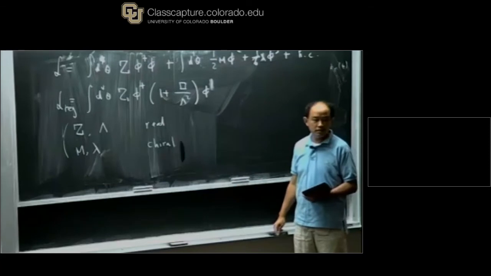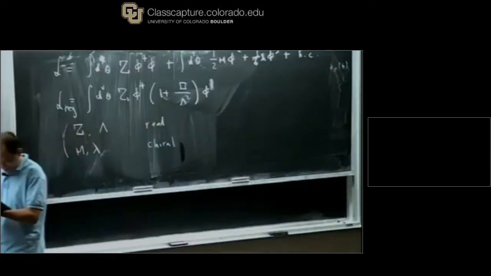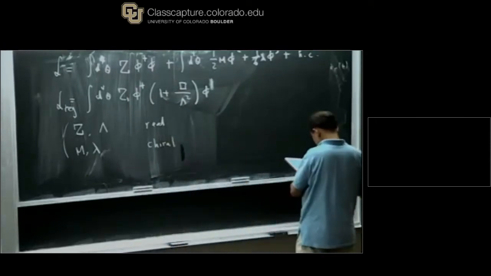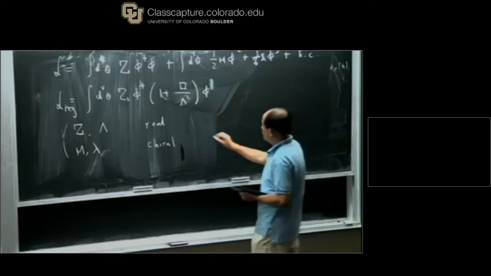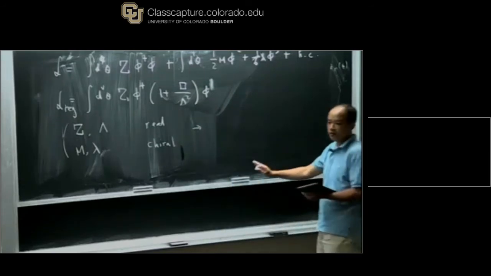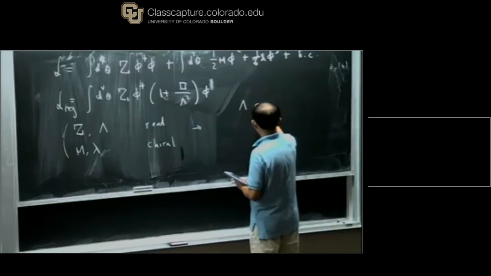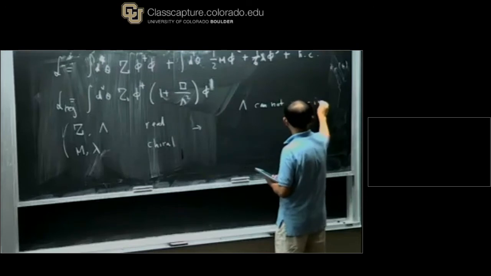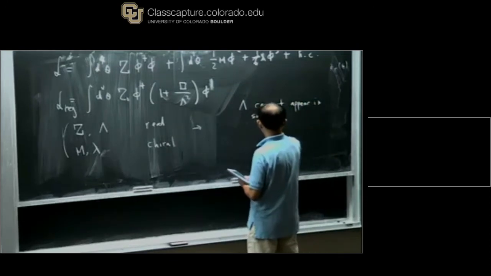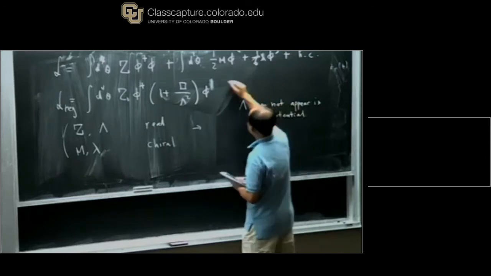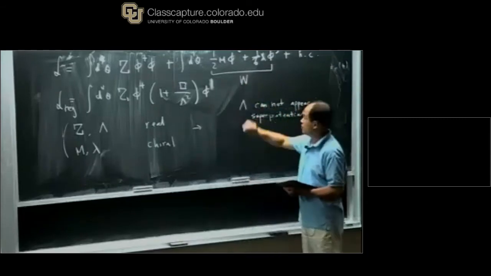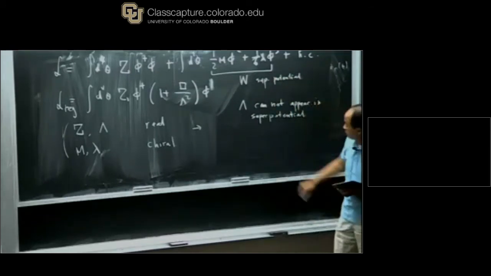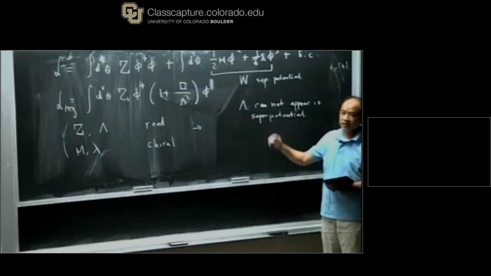Is that okay? All right. And that's all, basically. That's all there is, actually. So immediately this means that after I renormalize the full theory, lambda cannot appear in the superpotential. By the way, this is sometimes called a superpotential. This is a superpotential. Because lambda is a real superfield, it cannot appear inside a chiral quantity.